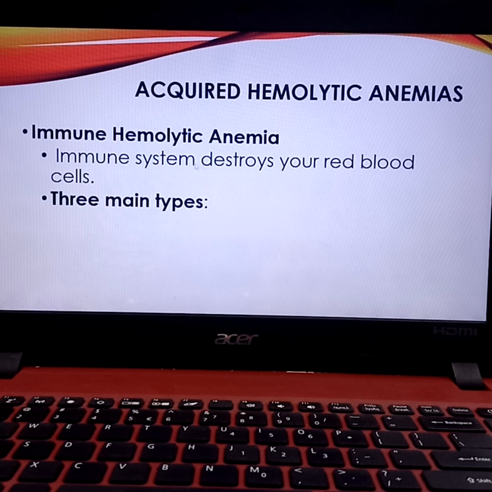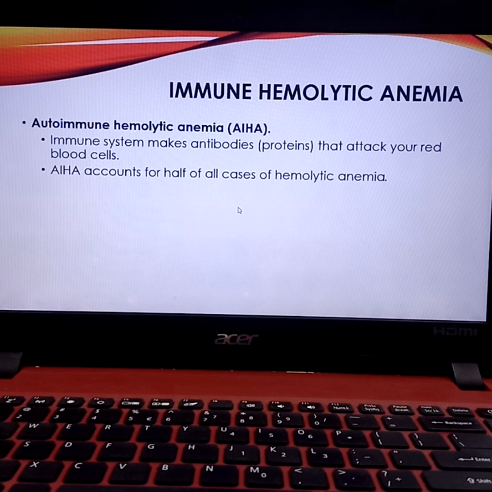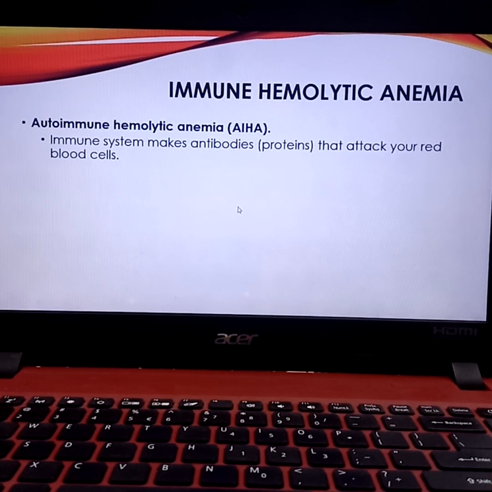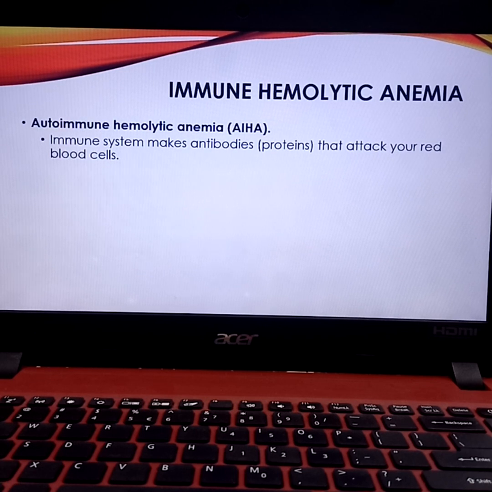So basically, this type of anemia is an autoimmune anemia, wherein our own immune system tries to destroy the blood cells that we have. The three main types of this condition are autoimmune, alloimmune, and drug-induced hemolytic anemia. Let's discuss it one by one. Number one is autoimmune hemolytic anemia, or AIHA, under immune hemolytic anemia.